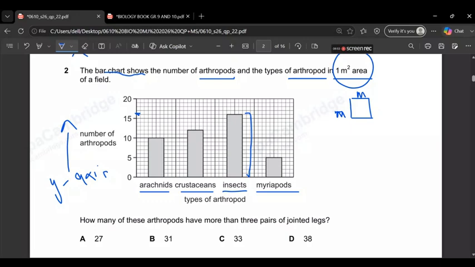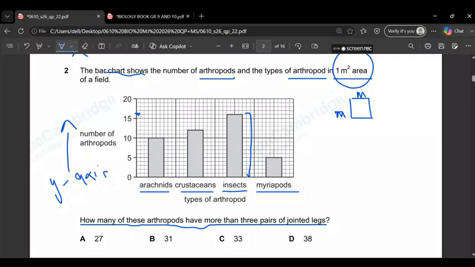But most probably this is not our question. The question says, how many of these arthropods have more than 3 pairs of jointed legs? Very interesting. Now you don't have to say which has the highest number of arthropods or which has the least number of arthropods.